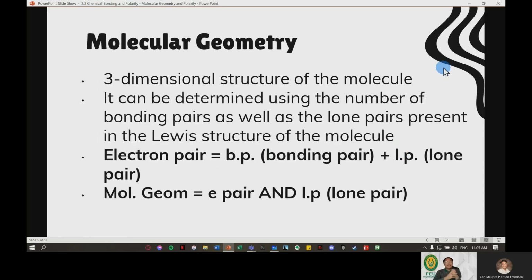Molecular geometry, as defined by the PowerPoint, is a three-dimensional structure of the molecule. So molecular geometry or molecular shape is simply the 3D structure or 3D model of a molecule. Now, we can determine the molecular shape via the number of bonding pairs, meaning pairs of electrons that are bonding, as well as the number of lone pairs, meaning pairs of electrons that don't have any bonding formed within the Lewis dot structure.